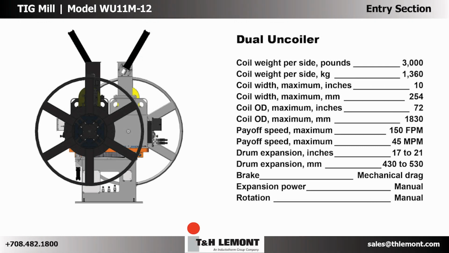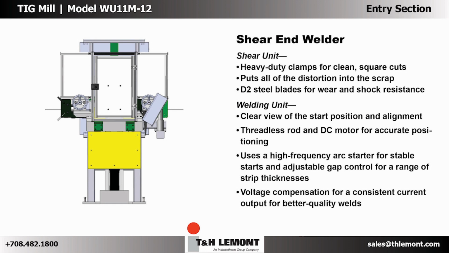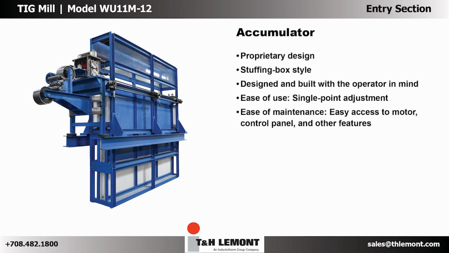This engineering drawing of the uncoiler shows the 2 arbors that hold the 2 coils, and the specifications list on the right-hand side lists the pertinent capacities. Next is a drawing of the shear end welder, which is a fairly compact unit, along with its capacities. Following that is the accumulator, designed and built by T&H Lamont.